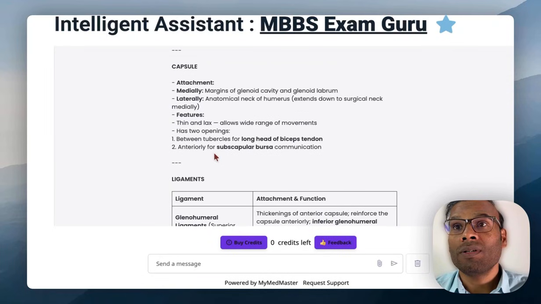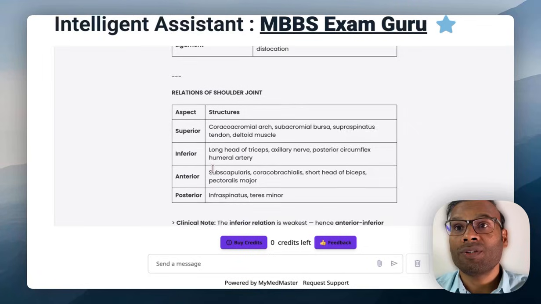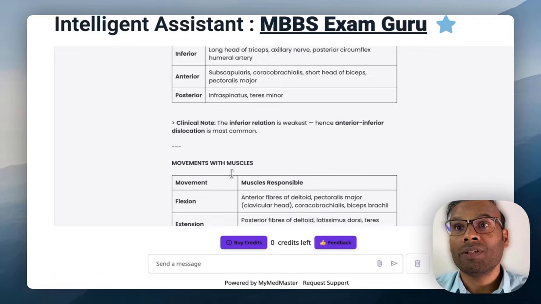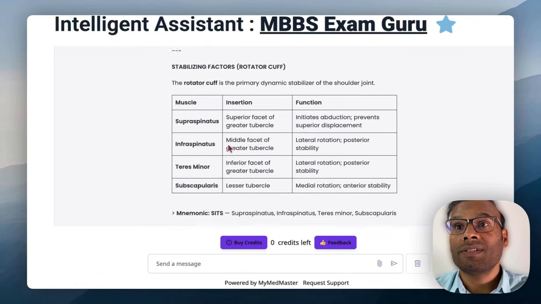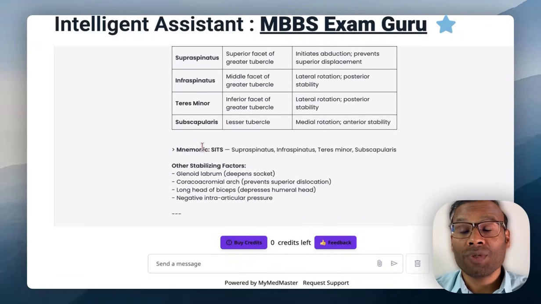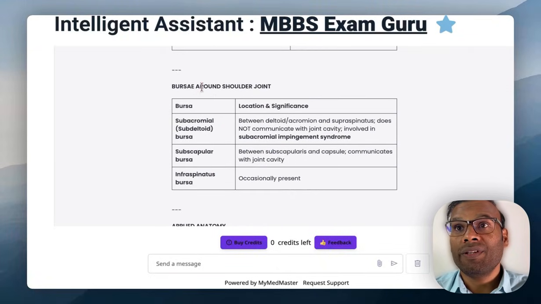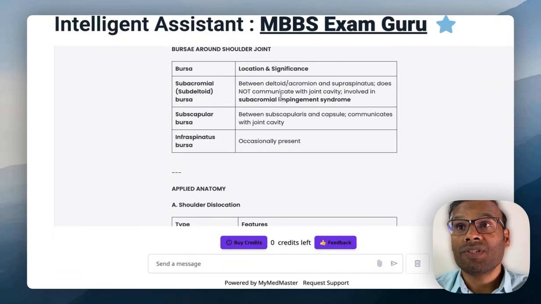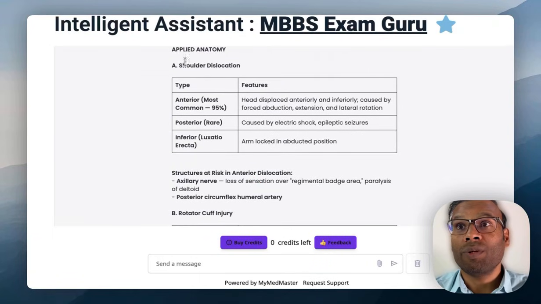Then regarding capsule, then ligaments, then relations of the shoulder joint, clinical note, see how beautifully it is given. What is the most common? Movements with muscles, stabilizing factors, mnemonics. It will also give in between mnemonics or tips to remember. Blood supply, nerve supply, various bursae with their significance, then applied anatomy.